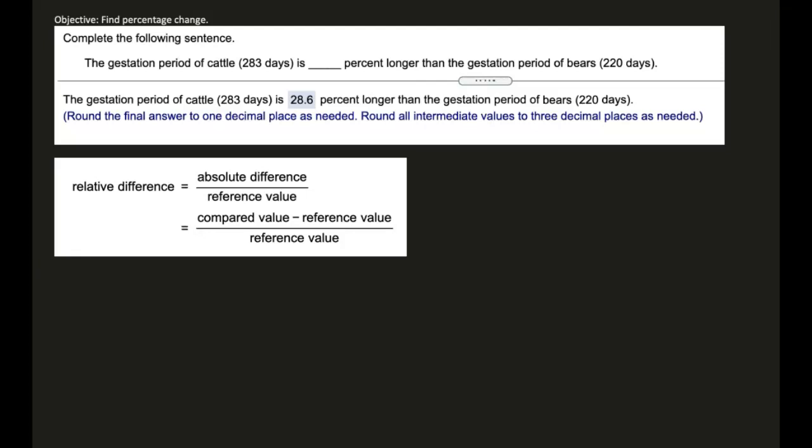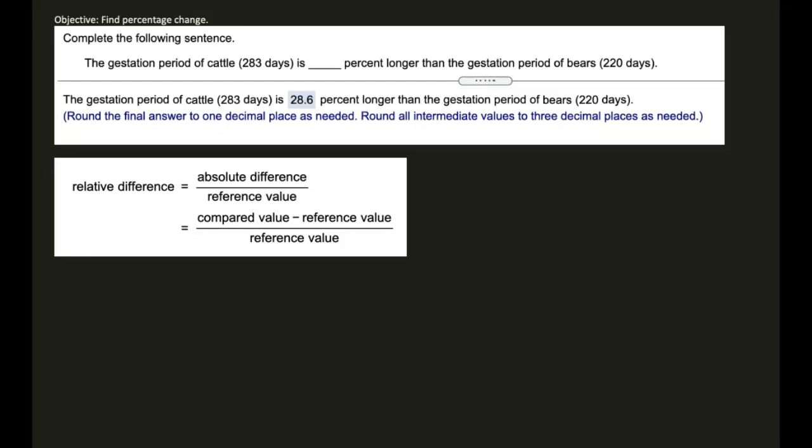In this problem, we're going to find a percent change. One of the first things we need to do is decide which value is the compared value and which value is the reference value. So you want to pause the video for a second and ask yourself, are you comparing cattle to bears, or are you comparing bears to cattle? And if you read the question carefully, you'll see that you're comparing cattle to bears, just because of the way that the question's worded and the perspective that it's showing us.